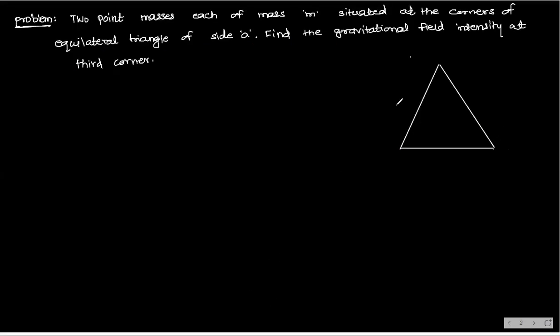Now what he is saying, these are the two points where mass m is there, and this is the third point where there is no mass. So we have to find the gravitational field intensity at this point due to these two masses. And the side is A: this is A, this is A, and this is A.